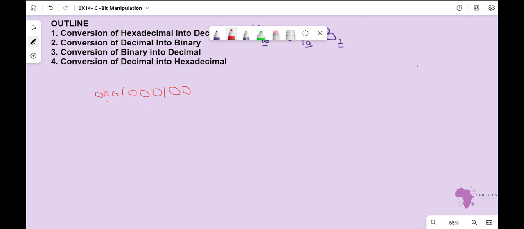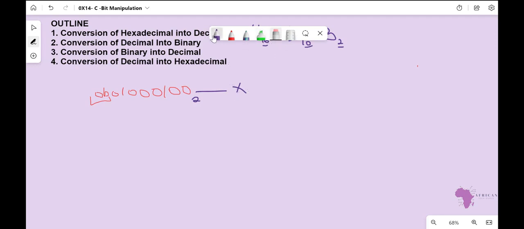Remember, the 0b here shows the binary notation, so we assume this one. So we are talking about 0 1 0 0 0 1 0 0. How can we convert it back to a decimal number? How can that be possible? Let's do it. First of all, remember we are converting this from base 2 into a certain number which you don't know, which is of base 10.